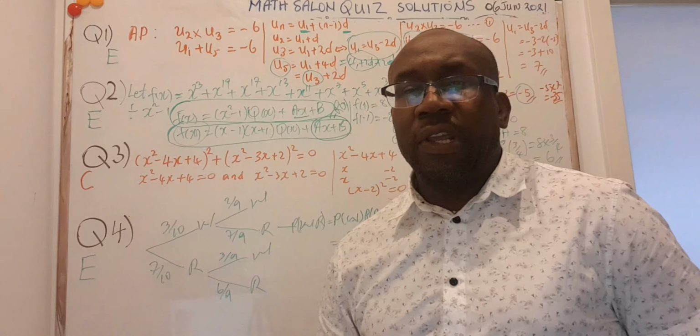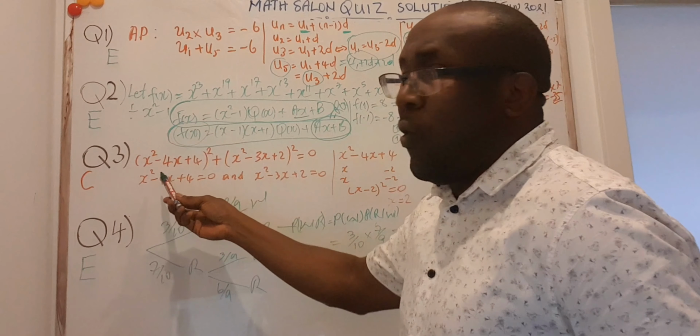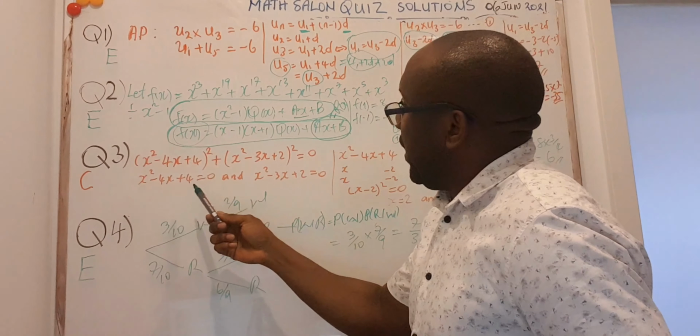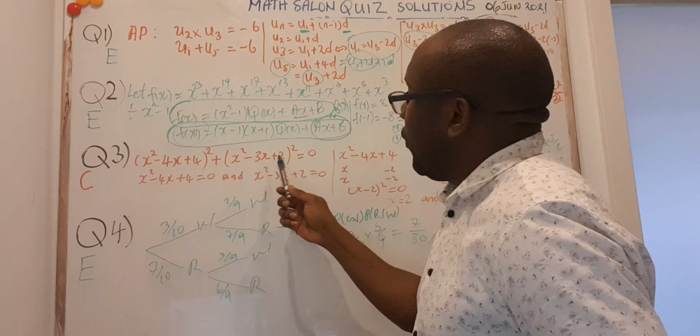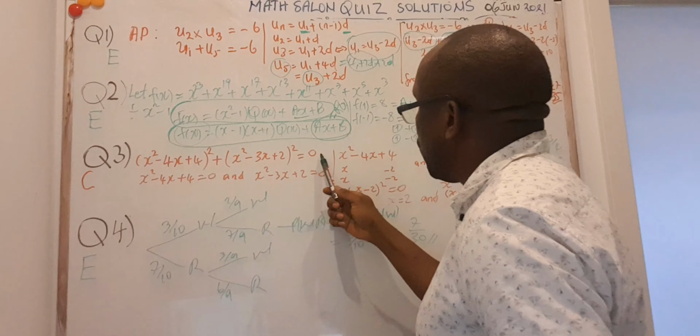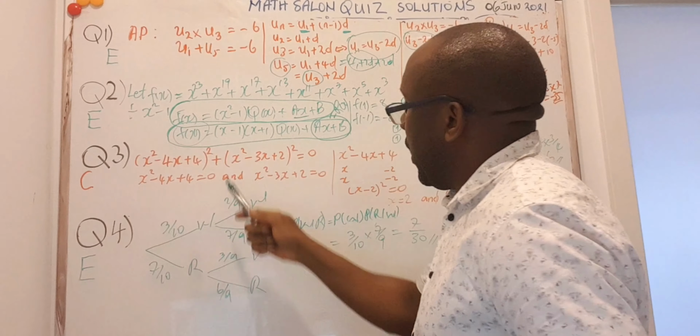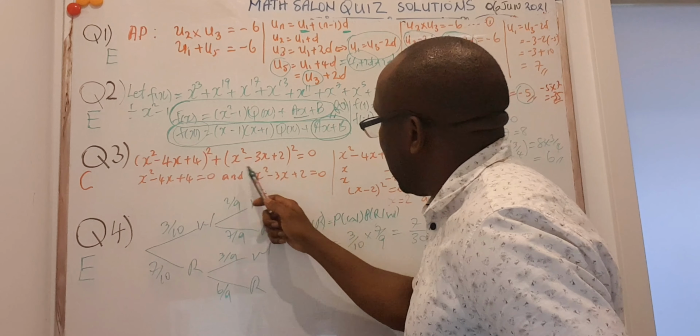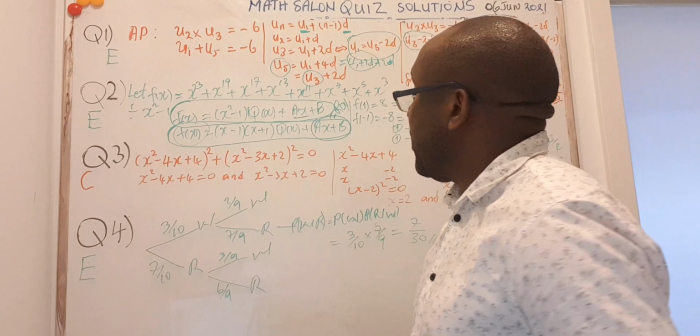For question number 3, this question we've already solved in 2 previous quizzes. The key is that you were told to look for the real values of x for which this equation is valid. This real function here is squared. This is squared because you're told to look for real numbers.